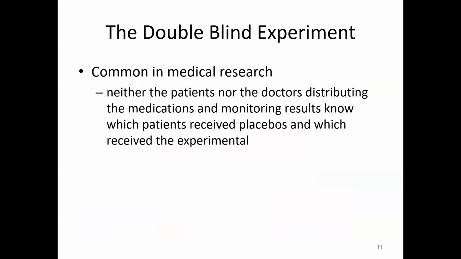So the double-blind experiment allows us a little bit more control, and we see this often in medical research. Neither the patients nor the doctors who are distributing medications in pharmaceutical studies know which patients are getting the experimental drug or the placebo, right? So the placebo is a drug that doesn't do anything.